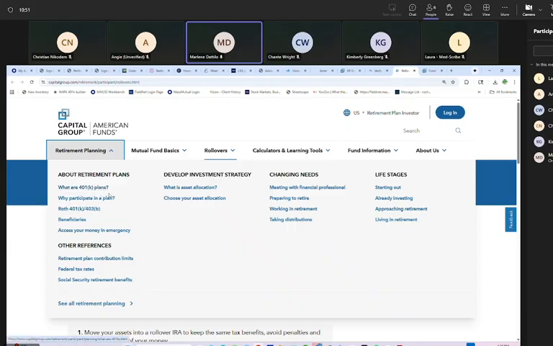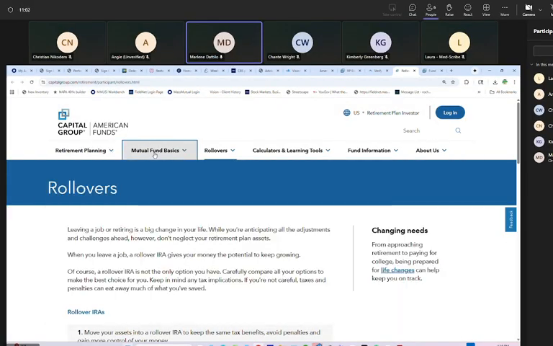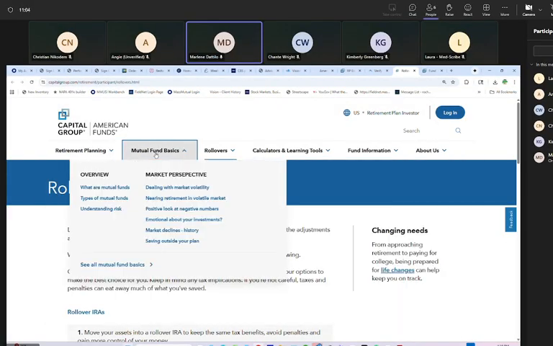What are 401k plans? How do I participate? What's a Roth 401k? What's the difference? Beneficiaries? What is asset allocation? I also like the idea of mutual fund basics. What you're investing in when you invest in this 401k is a mutual fund. And a lot of times people will throw the terminology around, but they don't necessarily know what it means. So there is some great information and learning here for you.